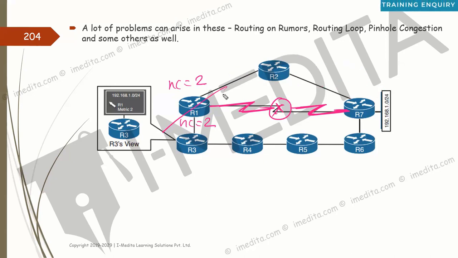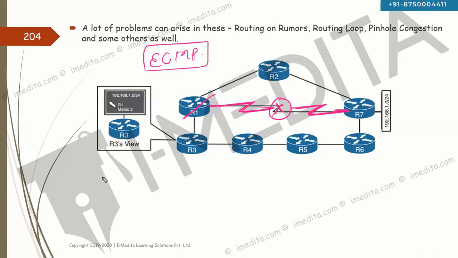So now, since router 1 has found that there are 2 equal cost paths to reach the destination, I can perform multipathing, like ECMP. ECMP means equal cost multipath. Since I have 2 equal cost, equal metric paths to reach the destination, I'm going to perform load balancing. I'm going to load balance the traffic between these 2 links.